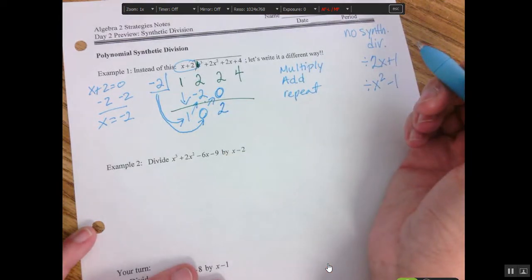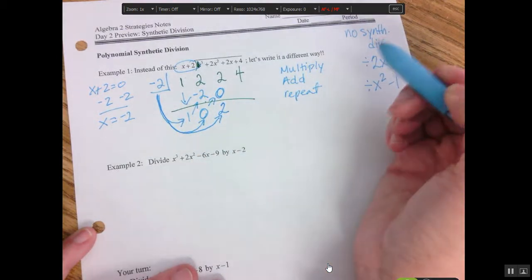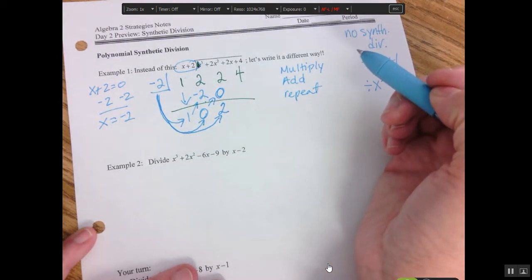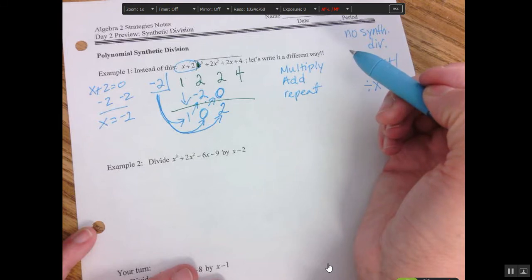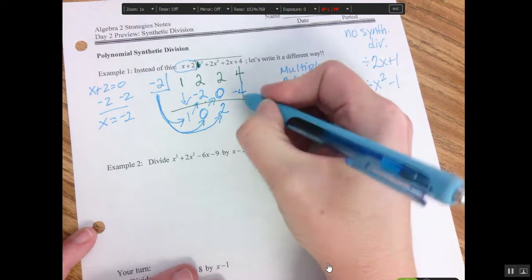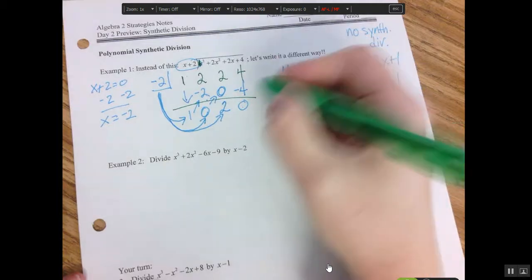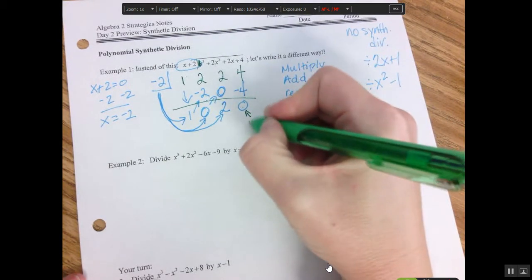Okay, negative 2 times 2, what do we get? Negative 2 times 2? Negative 4. And then we add, we get 0. Do you guys remember what the last number is in synthetic division? It's called the remainder. Remainder, very good. So this is the remainder.